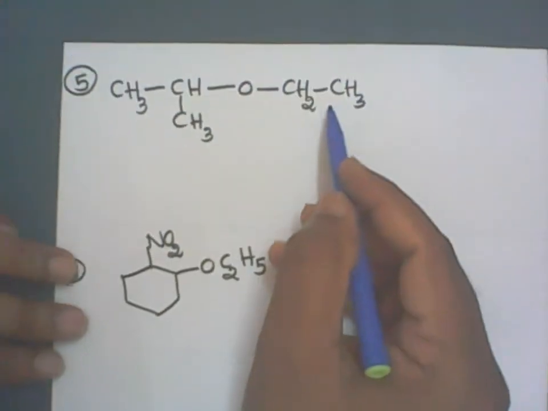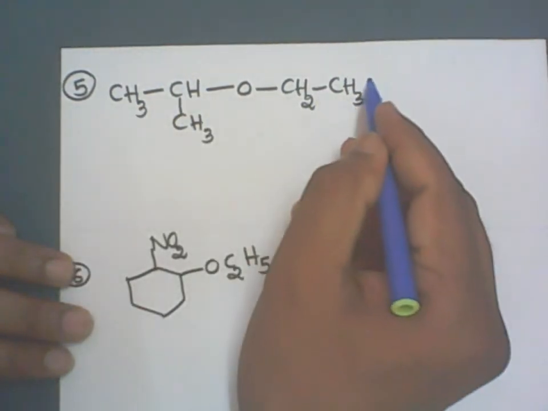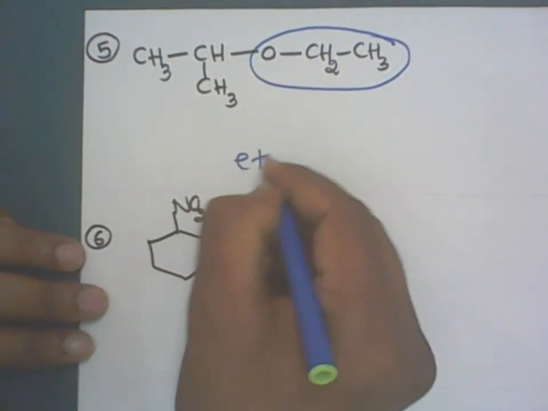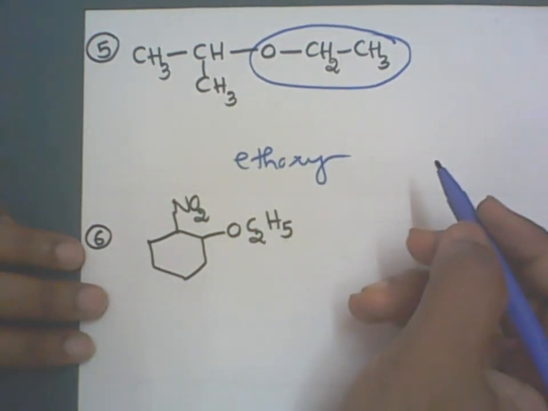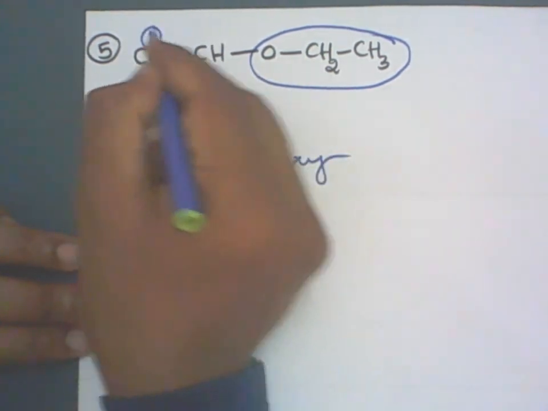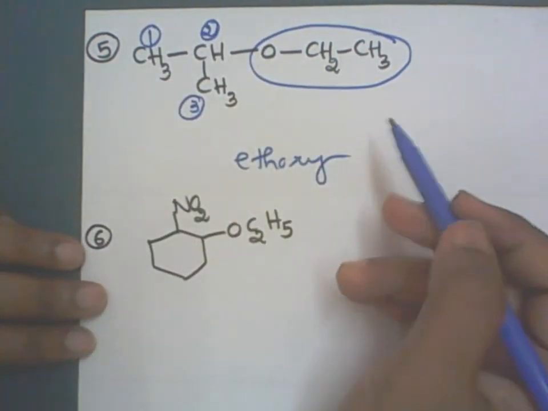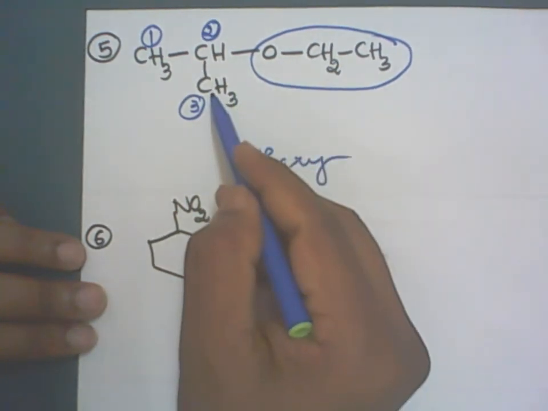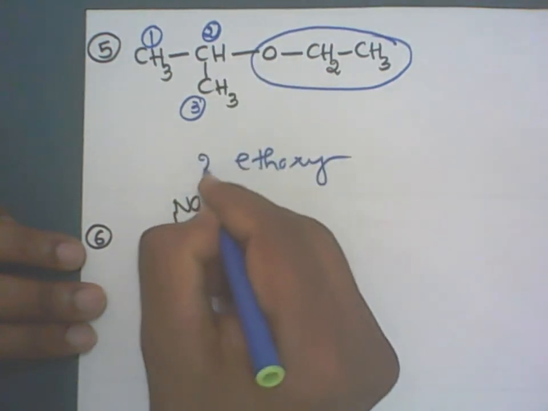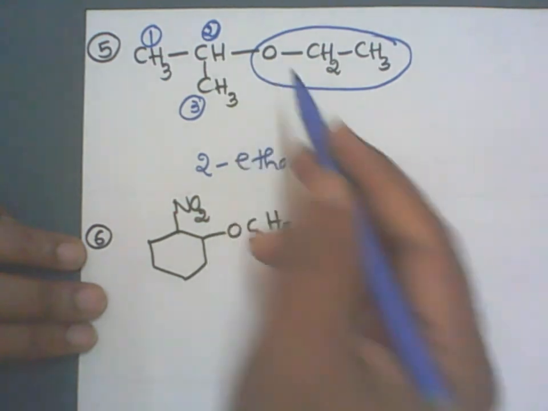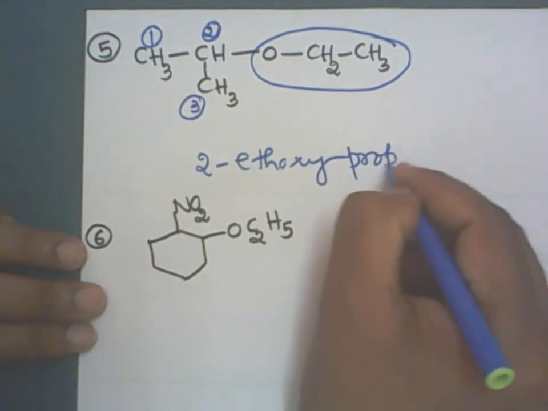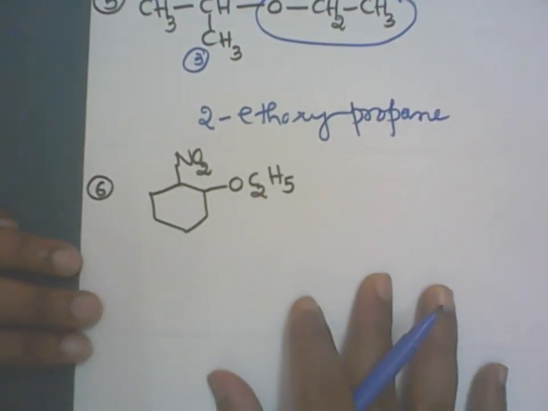Here, 2 carbon atoms are attached on one side and 3 carbon atoms on the other. So the lesser number of carbon atoms always goes with the oxygen, so it should be ethoxy, correct? Now this is a propane group: carbon number 1, 2, 3. Ethoxy is not attached to the terminal carbon atom. If it were attached to a terminal carbon, it would be 1-ethoxy. Now it is 2-ethoxy, on carbon number 2. The functional group is oxygen, and the main molecule is propane, so 2-ethoxypropane. Correct? Next one.